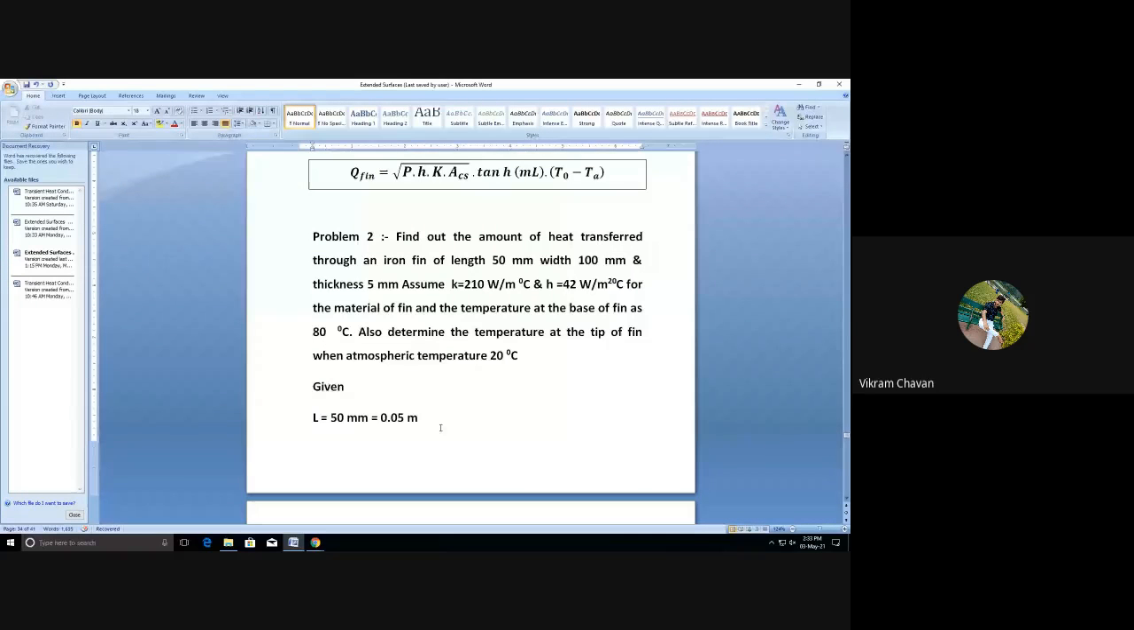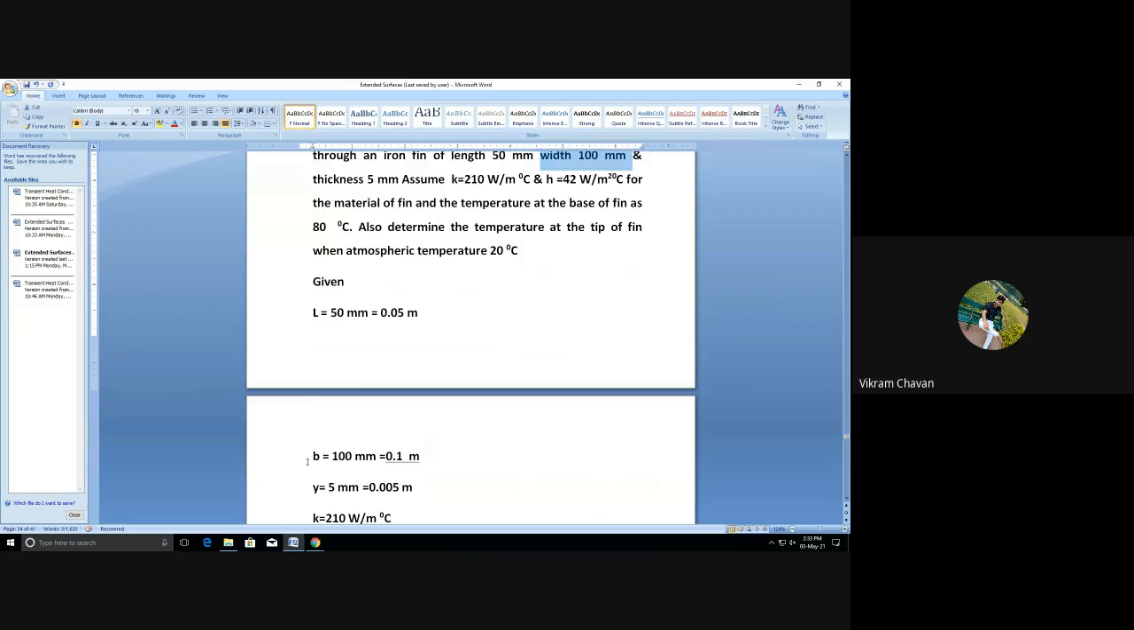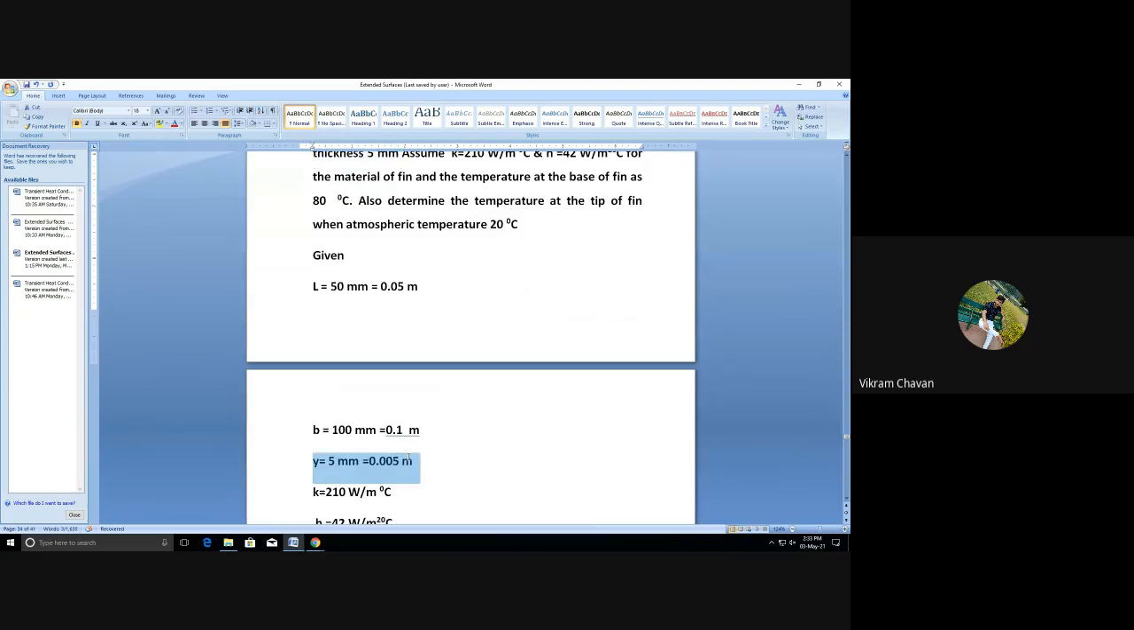Okay. So this is the problem statement. So we have to consider the given data. Length of fin is provided, length 50 mm, so capital L is equal to 50 mm, which is equal to 0.05 meter. Width we denote with the nomenclature B, so B is equal to 100 mm, which is equal to 0.1 meter. And the thickness of fin we denote with Y, so Y is equal to 5 mm, which is equal to 0.005 meter.